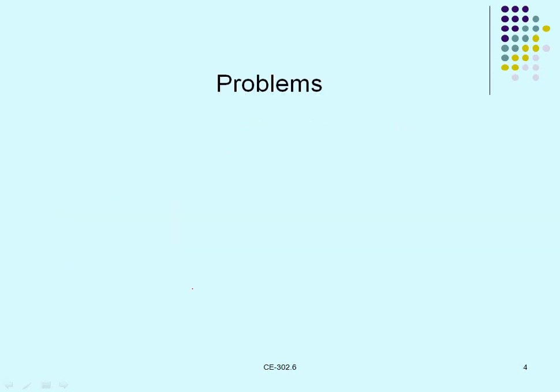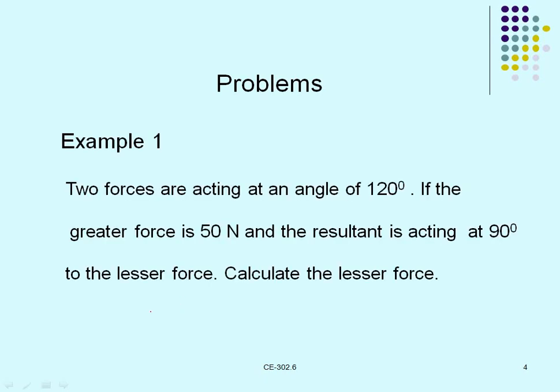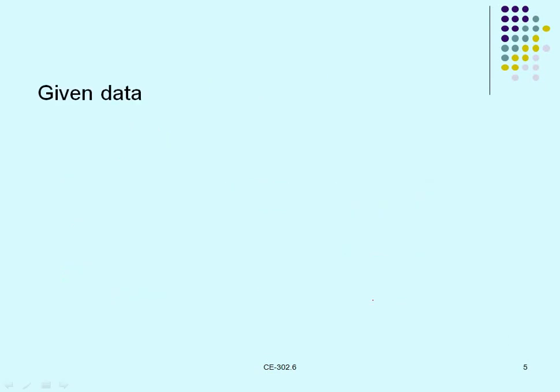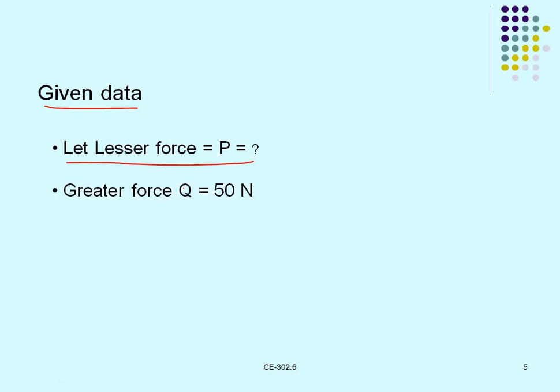So let us see more problems. Now see, two forces are acting at an angle of 120 degrees. If the greater force is 50 newtons and the resultant is acting at 90 degrees to the lesser force, calculate the lesser force. So here, given data: let the lesser force P be unknown and the greater force Q is equal to 50 newtons.